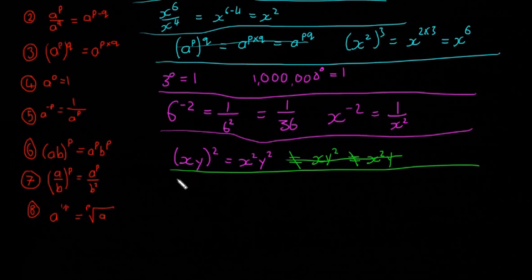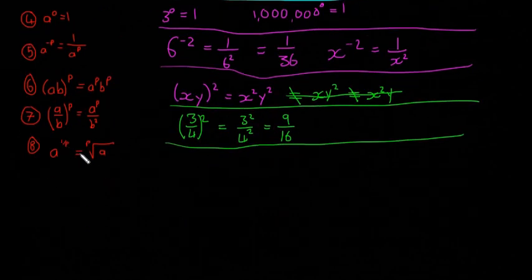The next one, for example, a over b all to the power of p, is you just put each one to the power of p. So a to the power of p over b to the power of p. So for example, if you had 3 over 4 squared, the answer to that is just 3 squared over 4 squared, and that's just 9 over 16.